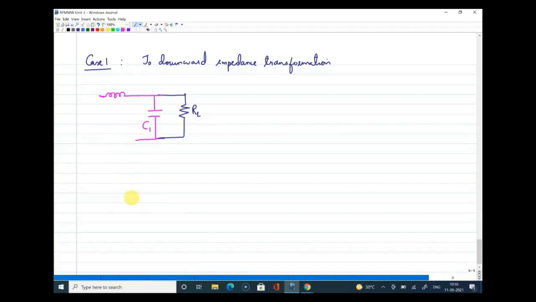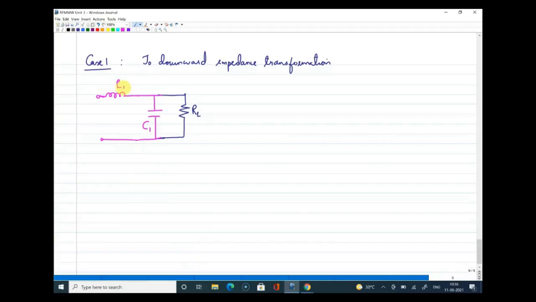Did I make it clear? So I started with the resistance RL. The need is to downward transform the impedance, or to just reduce the value of this RL to a low value to match a specific need. For that, first I added a capacitance C1 with the understanding that if I do a parallel to series transformation, the resistance value can be lowered, from our previous day's discussion. Then, in order to cancel the effect of the capacitance, I also added an inductor, and I named that inductor L1.